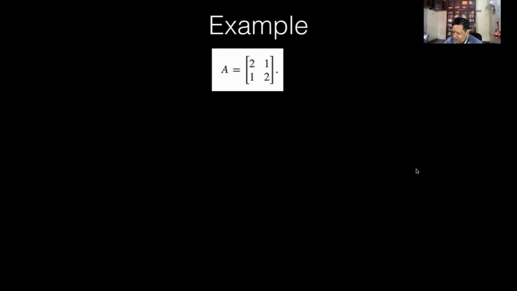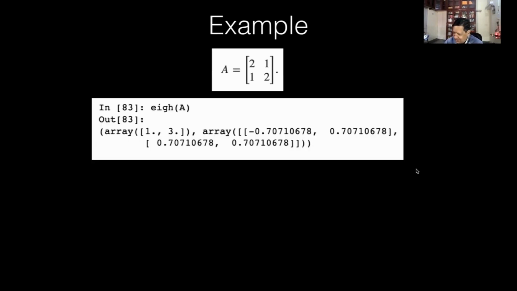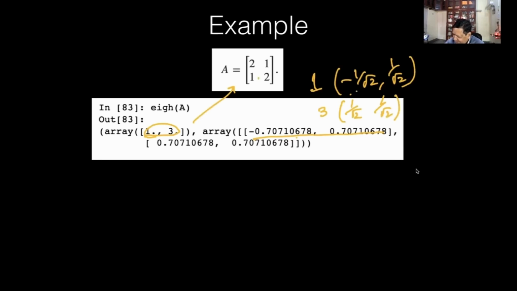So we have the matrix 2, 1, and 1, 2. It's a 2 by 2 matrix. The eigenvalues are 1 and 3 for this matrix, and the corresponding eigenvectors are minus 1 by root 2 and 1 by root 2, which corresponds to the eigenvalue of 1, and 1 by root 2, 1 by root 2 for the eigenvalue of 3. You can check. If you multiply minus 1 and 1 by the matrix A, minus 2 plus 1 will be minus 1, and minus 1 plus 2 will be 1. So this is the eigenvalue of 1.